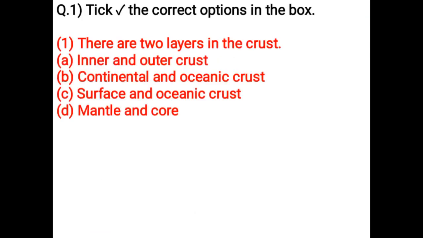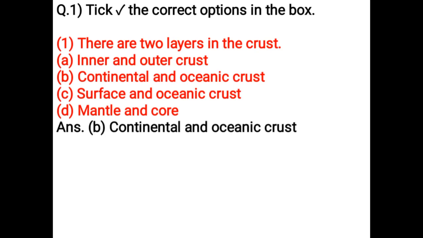Tick the correct options in the box. There are two layers in the crust. Option A, inner and outer crust. Option B, continental and oceanic crust. Option C, surface and oceanic crust. Option D, mantle and core. Correct answer is option B, continental and oceanic crust.